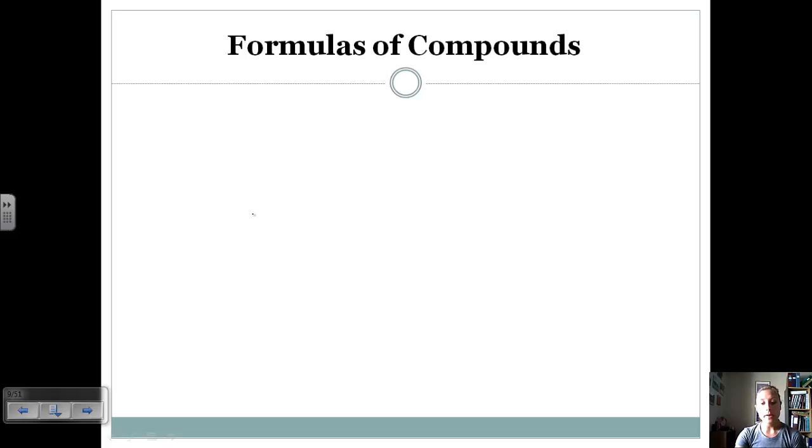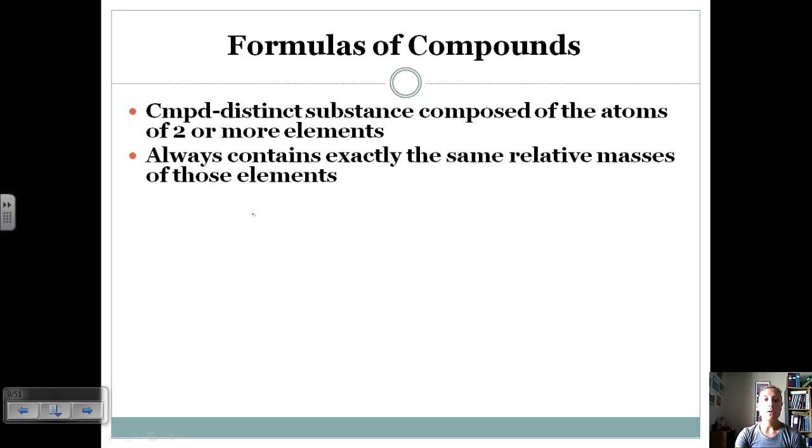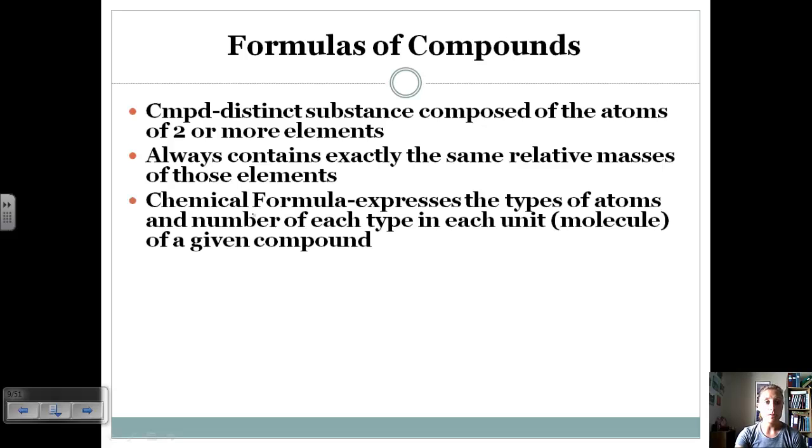Okay, so we've talked about elements and atoms and how different atoms can be combined together to create compounds. So a compound, as we discussed before, is a substance composed of atoms of 2 or more elements, and they always contain exactly the same relative masses. So that's our law of constant composition.